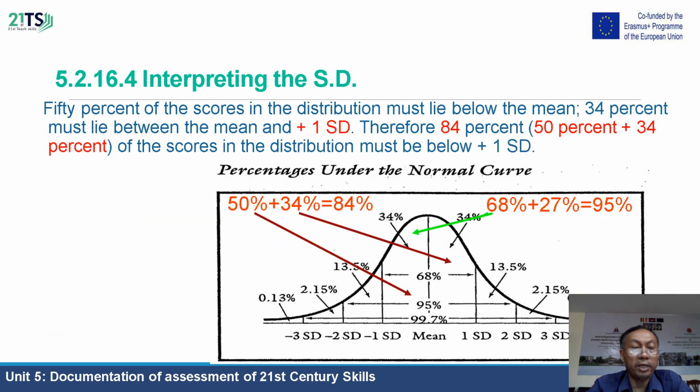Interpreting standard deviation. 50% of the scores in the distribution must lie below the mean. 34% must lie between the mean and plus 1 standard deviation. Therefore, 84%, or 50% plus 34%, of the scores in the distribution must be below 1 standard deviation. Study these pictures. They could give you some ideas about the standard deviation in a normal curve.